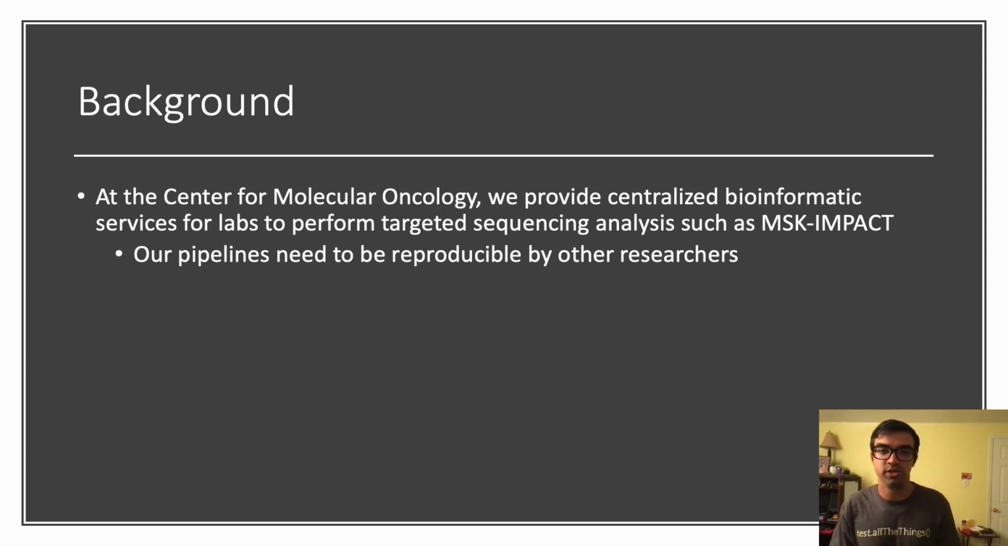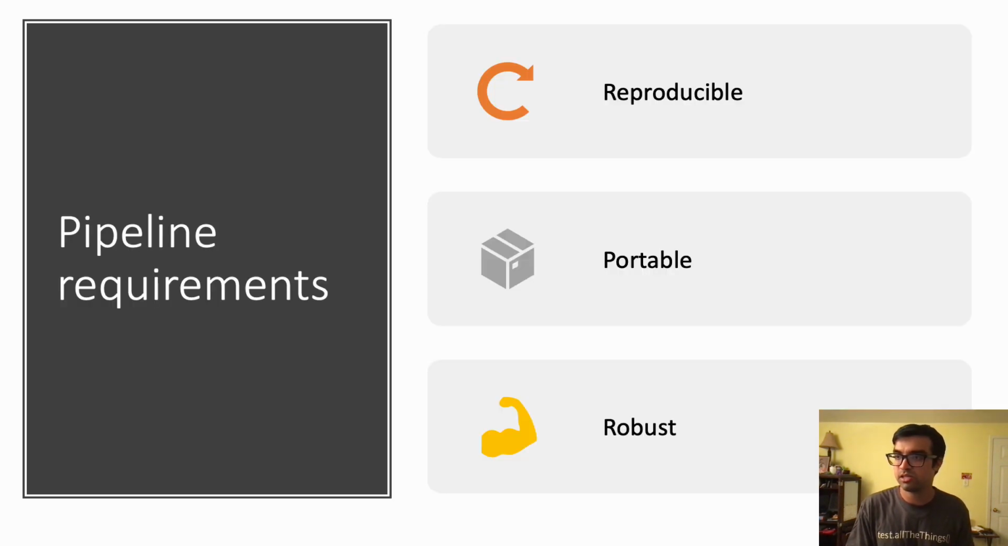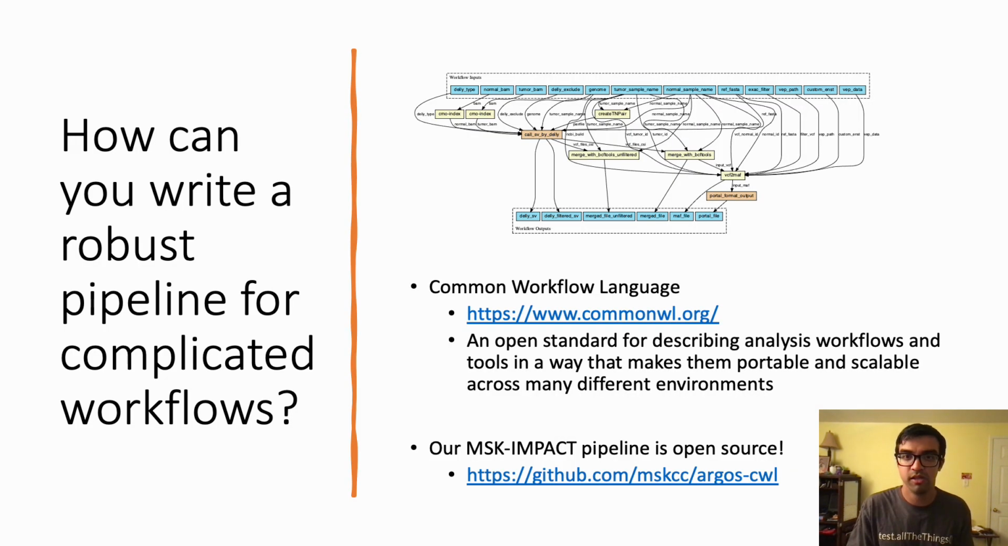As such, it is our mission to create high-quality pipelines that are reproducible by other cancer researchers. So this leads to some pipeline requirements. For one, it needs to be reproducible, such that when a cancer researcher runs our pipeline again, they get similar results. It needs to be portable and runnable in many different environments, and it also needs to be robust, error-free and hassle-free, and easily debuggable.